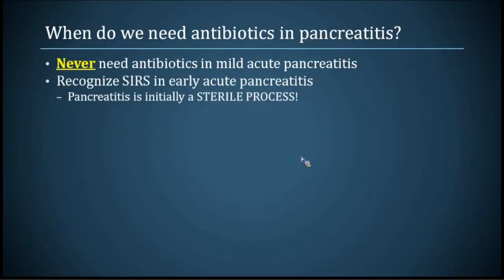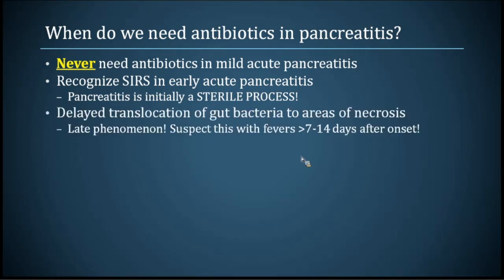Recognize SIRS in early acute pancreatitis. This is initially a sterile process. Delayed translocation of gut bacteria to necrosis happens 7 to 14 days after onset. So those first 7 days, they are febrile, they're just inflamed. And you need to hold the course unless something tells you otherwise, that they may have a pneumonia or UTI or something else.